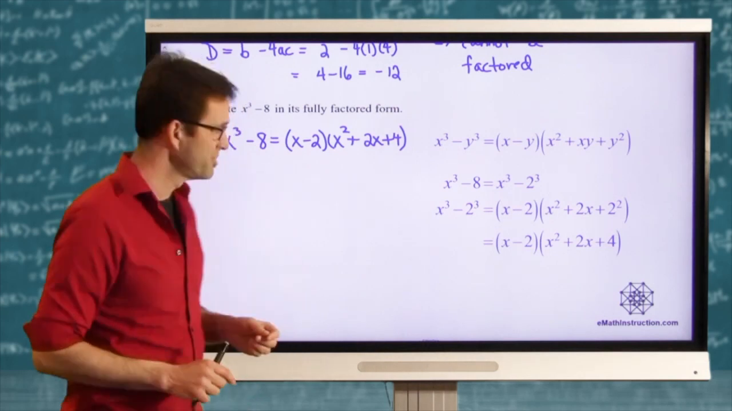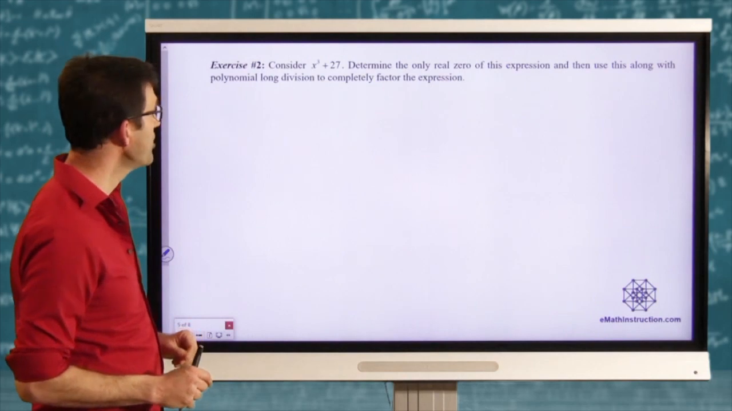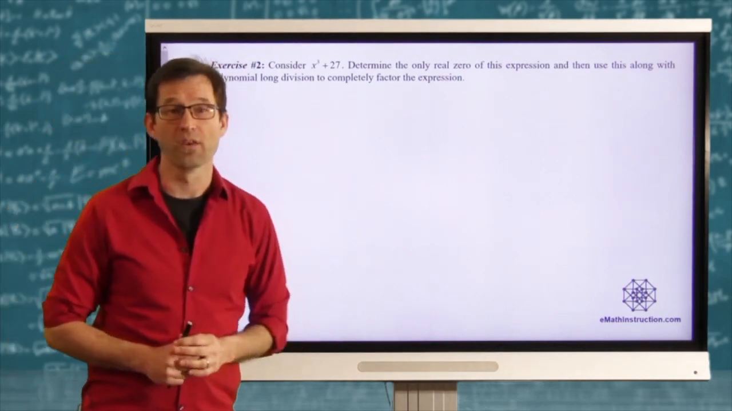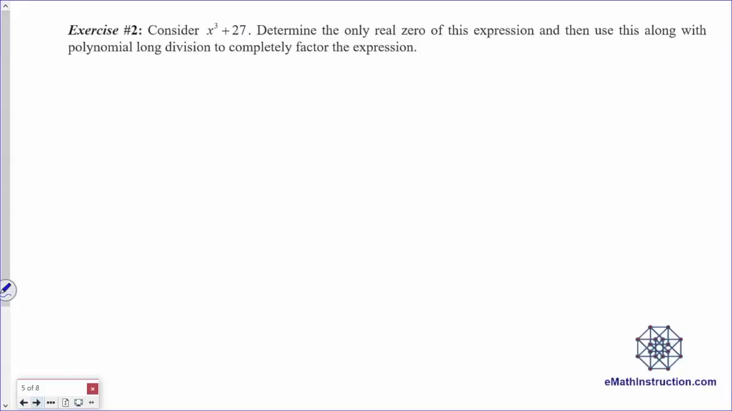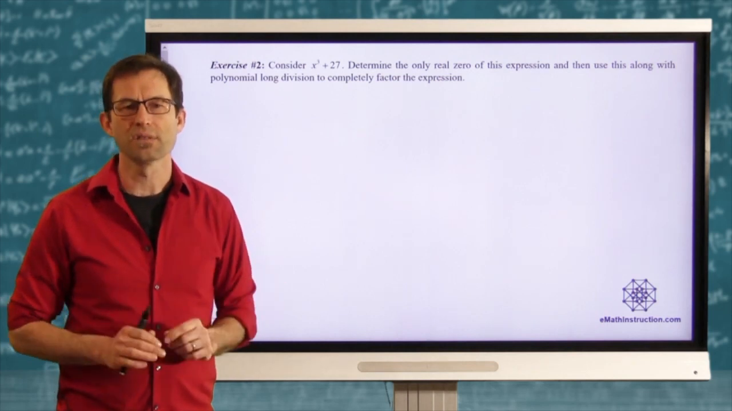Let's do a little bit more. All right, let's do a sum of perfect cubes. Exercise number 2 says, consider x cubed plus 27. Determine the only real zero of this expression, and then use this along with polynomial long division to completely factor the expression. Let's take this in stages.